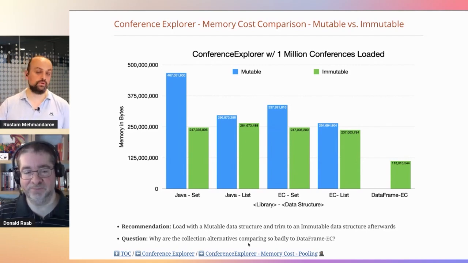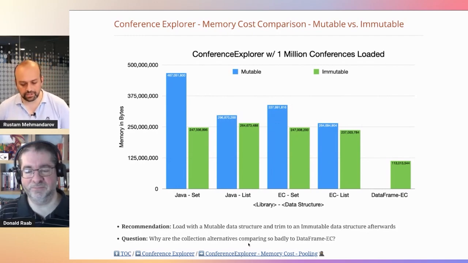And this is for 1 million conferences. It's not for 25 or 50 or whatever. And also, the funny thing is that you can see the DataFrame EC one obviously doesn't have the mutable version, but the immutable version of that is even half the size. And if you wonder why, we'll see that in a little bit. So we're going to leave that as a question. Why are the collection alternatives comparing so badly to DataFrame EC? Well, we'll see about that.